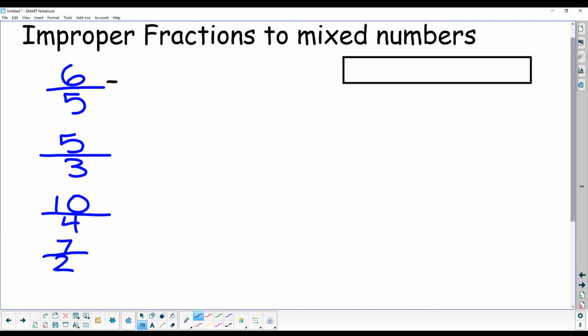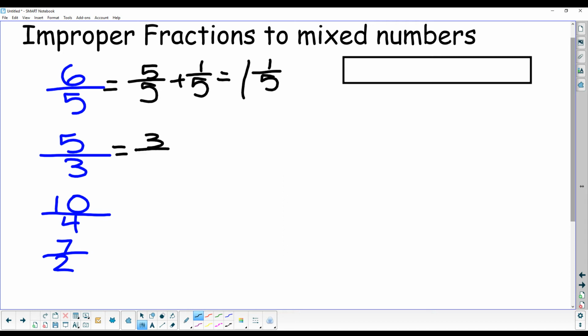So for 6/5, again, your denominator was 5, so 5/5 was a whole. Then to get to 6, you needed one more. So your answer would be 1 1/5. For 5/3, my denominator is 3, so 3/3 would be a whole. So 3/3, I need to get to 5, so I would need 2 more thirds. So it would be 1 2/3.